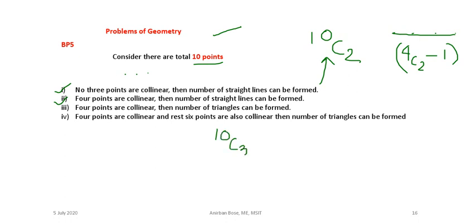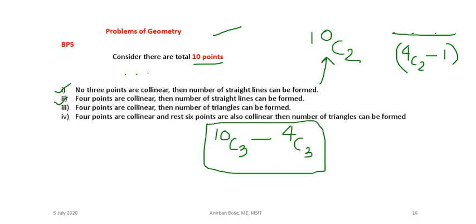10C3, because for a triangle you know 3 points are required, but out of them 4 points are collinear, so you do not get triangles corresponding to those 4 points. So how many triangles could we form if the 4 points were not collinear? Then 4C3. So these you have to subtract from the total number of triangles. So this will be the answer of question number 3.